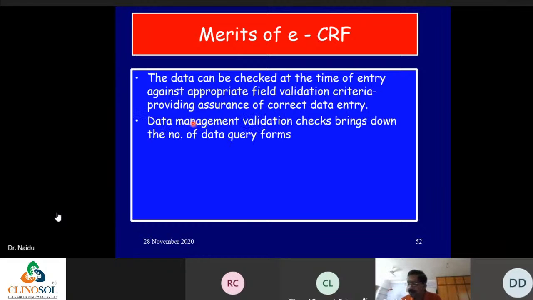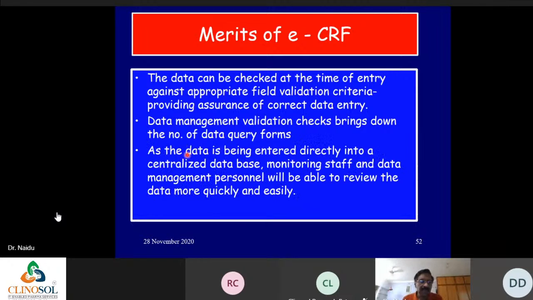Data management, validation, and the data query form can also be checked. As the data is being entered directly into the centralized database, monitoring staff and data management persons will be able to review the data more quickly and more easily.